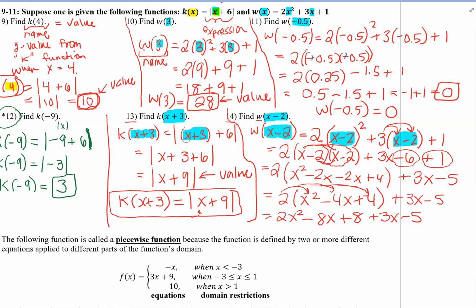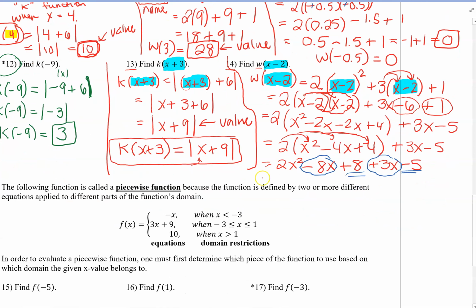And then the last thing I'm going to do there is combine like terms. So I notice I have like terms of negative 8x and positive 3x. I also have like terms of plus 8 and minus 5. So my final answer with everything simplified is going to be 2x squared minus 5x plus 3. That is the value of my answer.